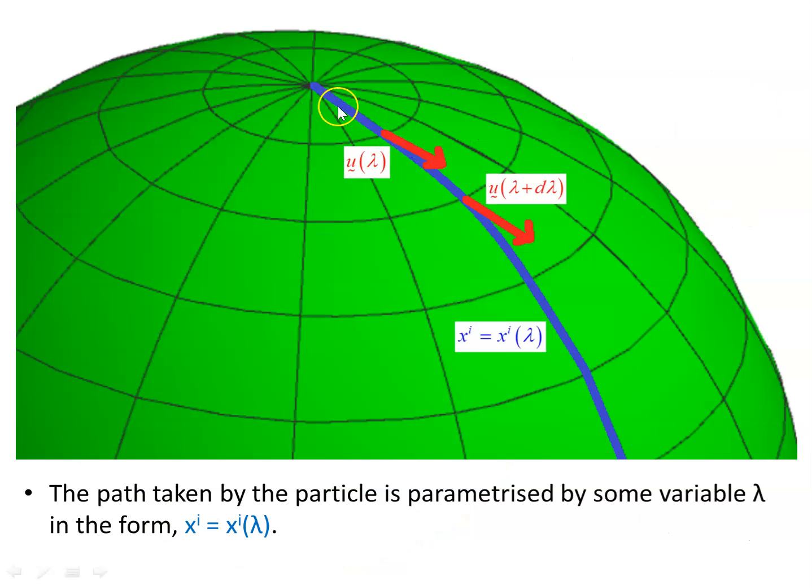So just in a little bit more detail, here's our path in blue, parameterized in terms of the variable lambda, lambda going from say 0 to 1 or some other value, but changing as we move along the path. Here's the tangent vector at lambda, and here's the same tangent vector at lambda plus d lambda. It's just moved on by an infinitesimally small amount, holding it parallel to itself, keeping the magnitude constant. That is what the process of parallel transport is.